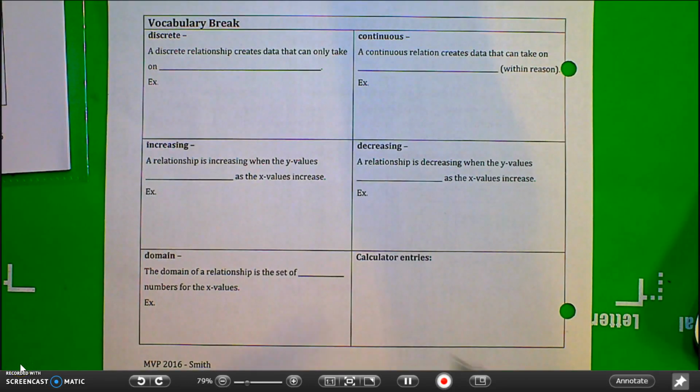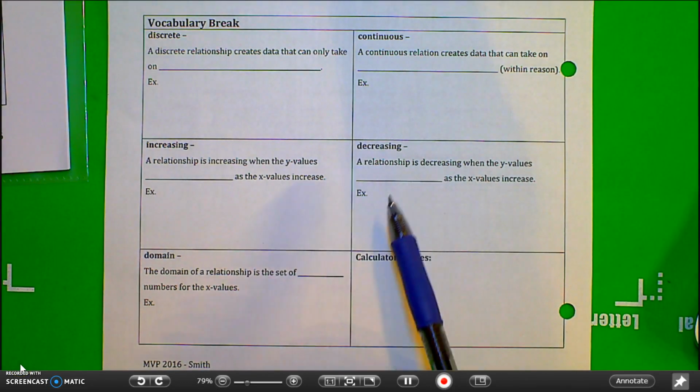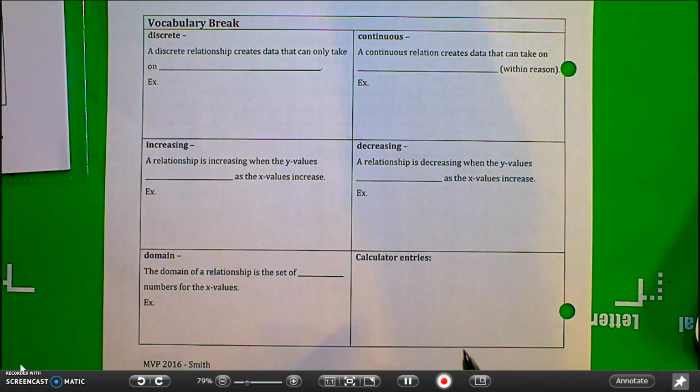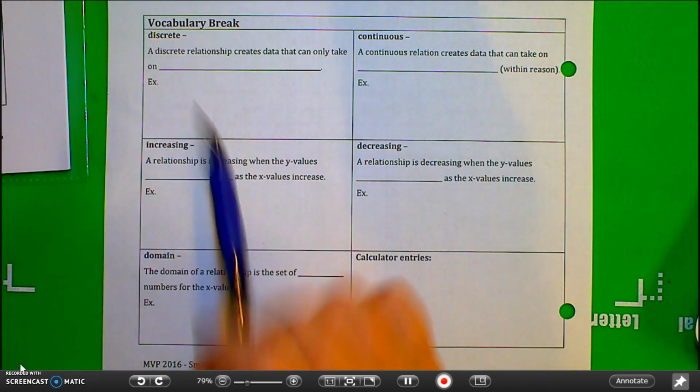Okay, I'd like to go over the vocabulary problems. This is page 4 of test 2.1. Our first vocabulary word is discrete.